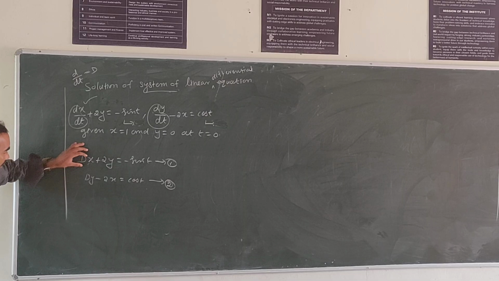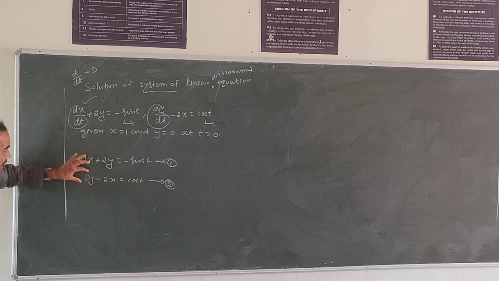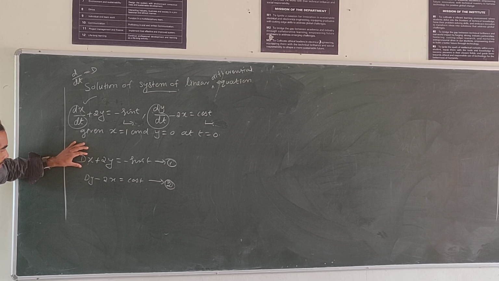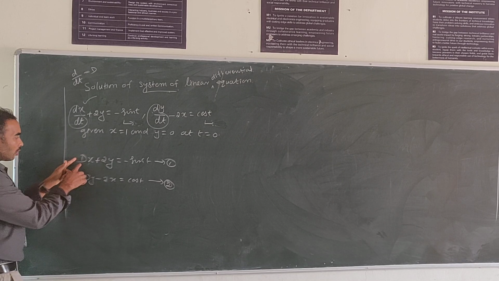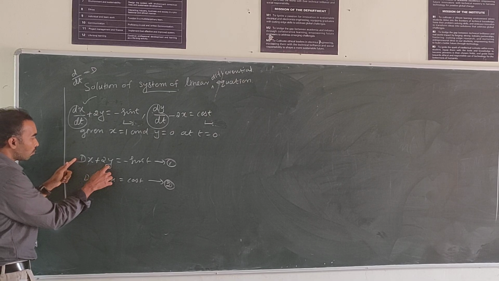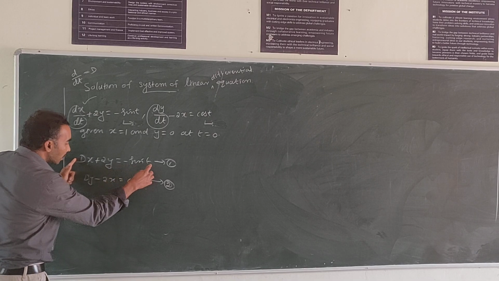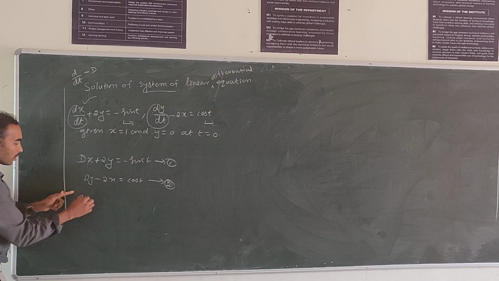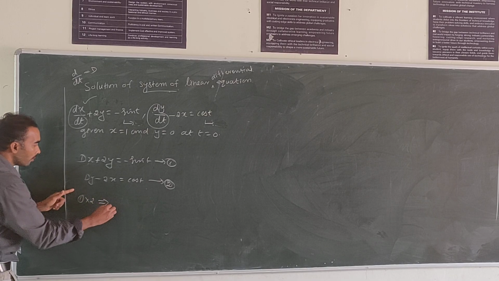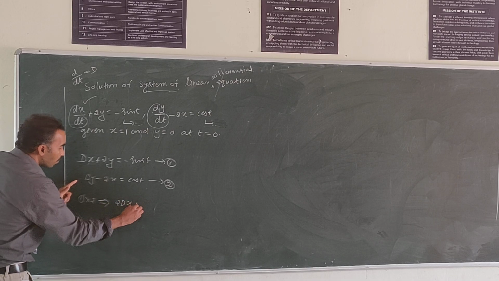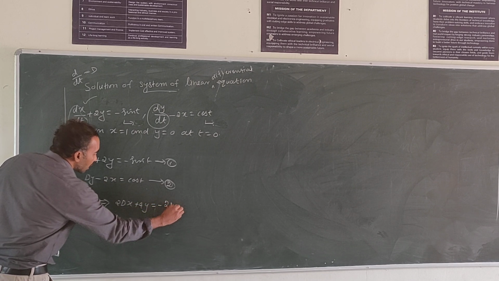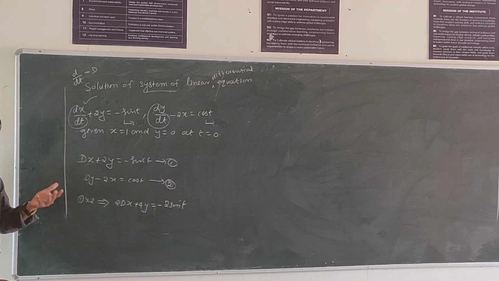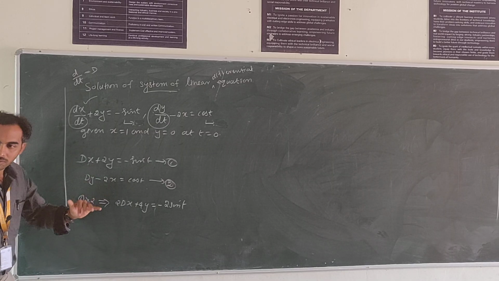Listen, here Dx is there, here Dy is there. If you multiply the first equation by 2, it will become 2Dx plus 4y equal to minus 2 sin t. So first we have to multiply the first equation by 2. Our prime objective is to eliminate any one of the variables.